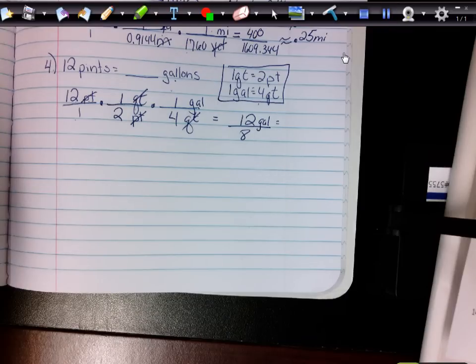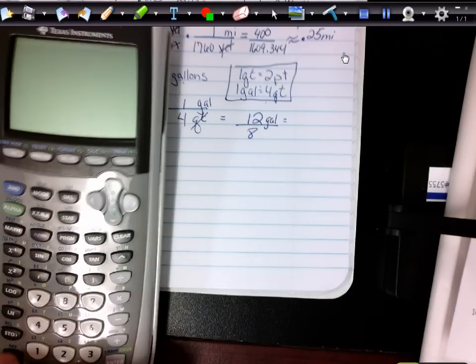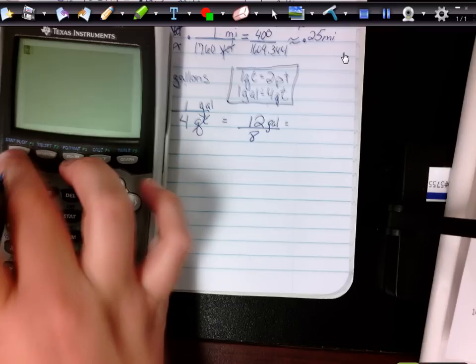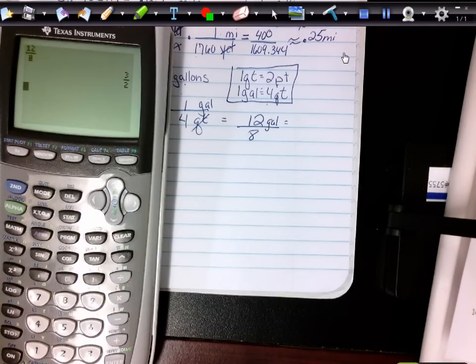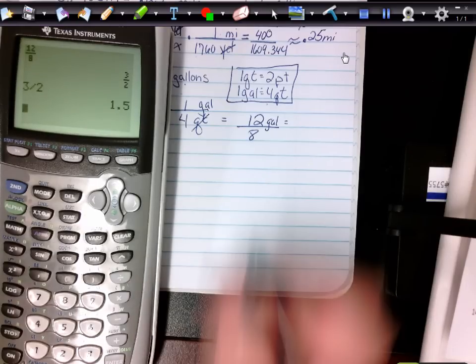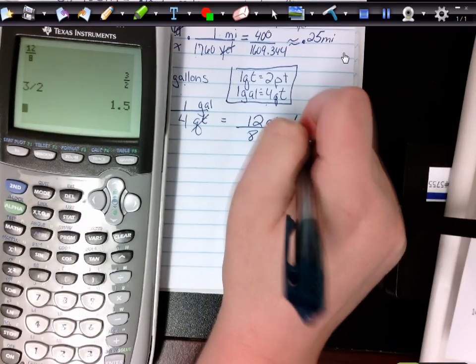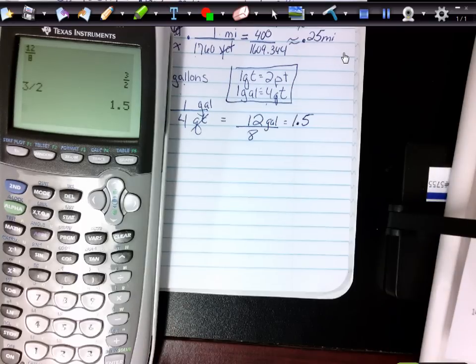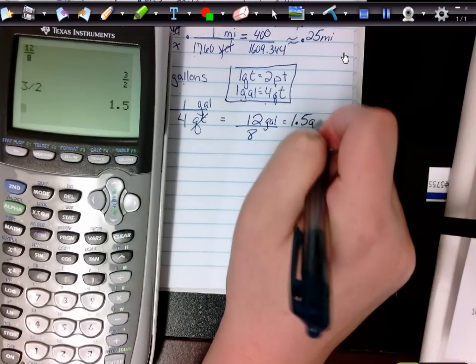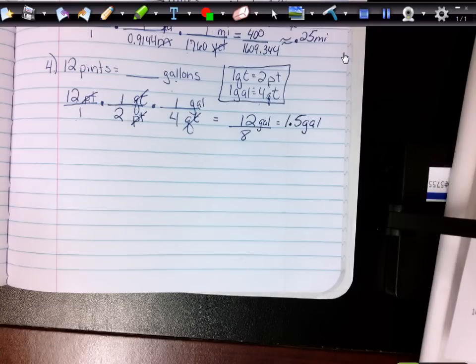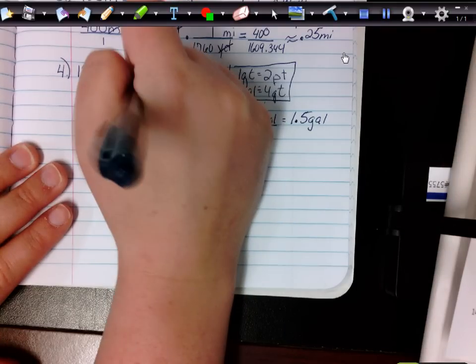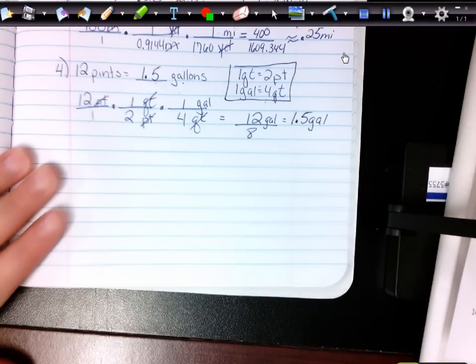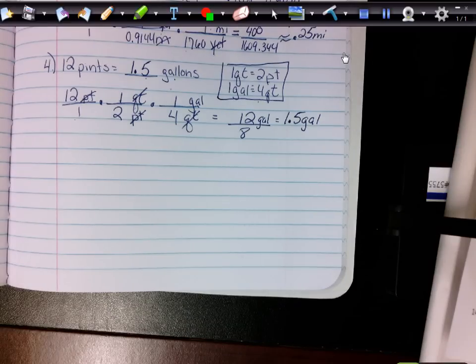All right, so now I'm going to divide that in my calculator. You can use alpha y equals, or you can just say 12 divided by 8, however you want to do it. Now I get 3 over 2. 3 over 2 is 1.5. So I have 1.5 gallons. So we're going to go back and fill in our blank right here. 12 pints is the same thing as 1.5 gallons. Please make sure you have number 4 written before you move on.